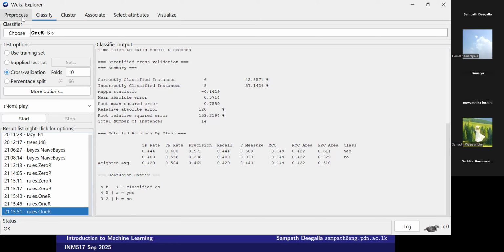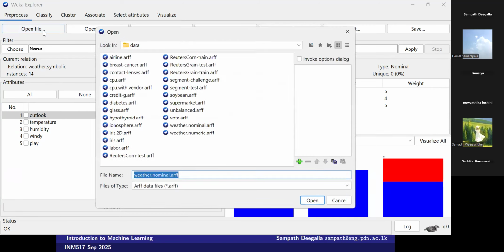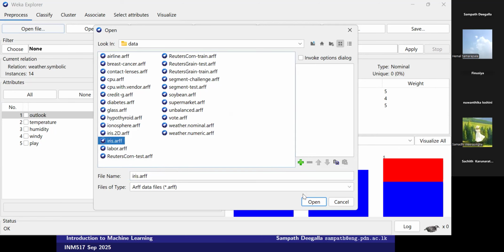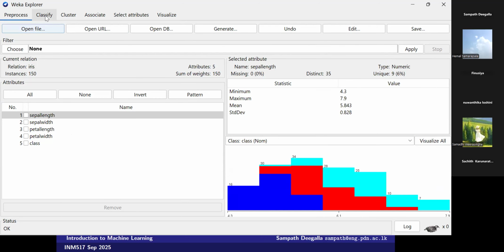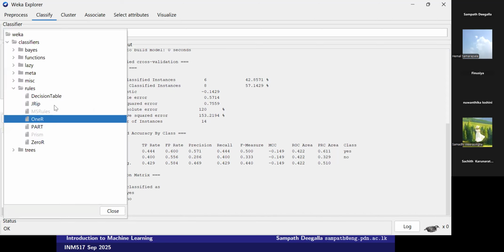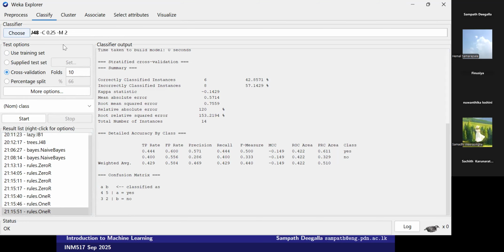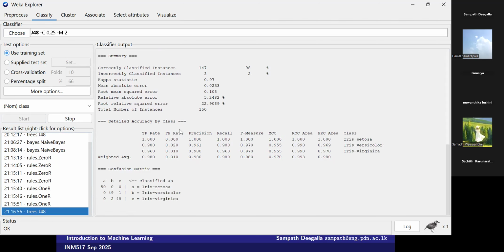Maybe we can try with a larger data set. Maybe I will open up another data set. Iris data set, we have 150 data points. Okay, let me select that one. We'll select, for example, trees. Let me use trees. I'm going to select J48. So J48 with the Iris dataset. Let me use the training dataset first. I'm going to click Start.